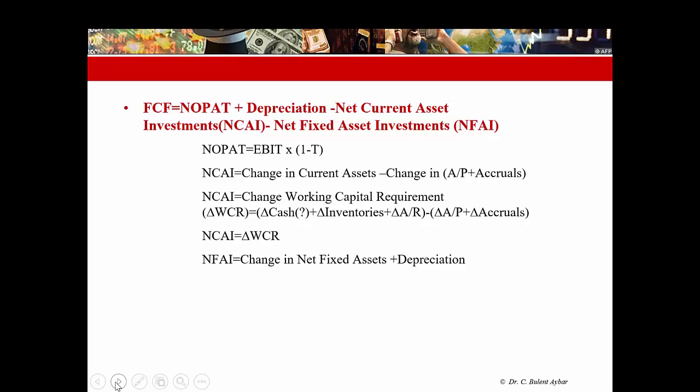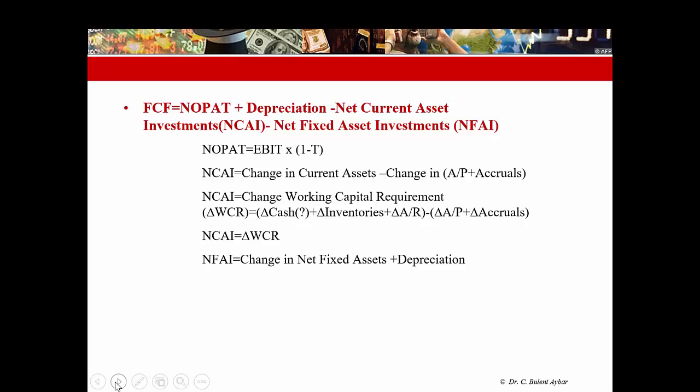Net current asset investments are equal to change in current assets minus change in non-interest bearing liabilities, which are accounts payables and accruals. We also refer to net current asset investment as change in working capital requirement. We define this as change in cash, change in inventories, plus change in accounts receivables, close parentheses, minus change in accounts payables plus accruals. If you notice, I put a question mark next to the change in cash.